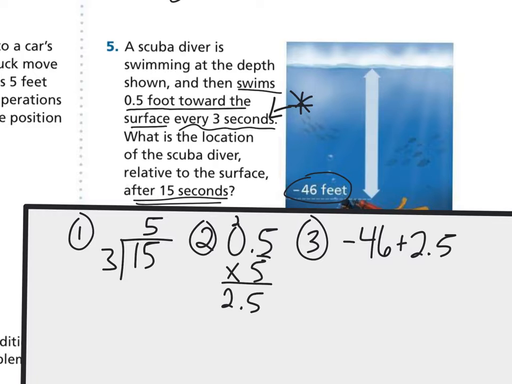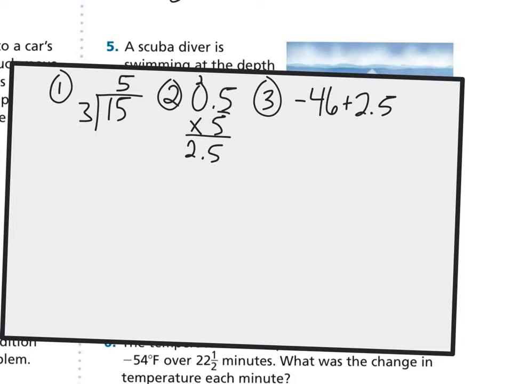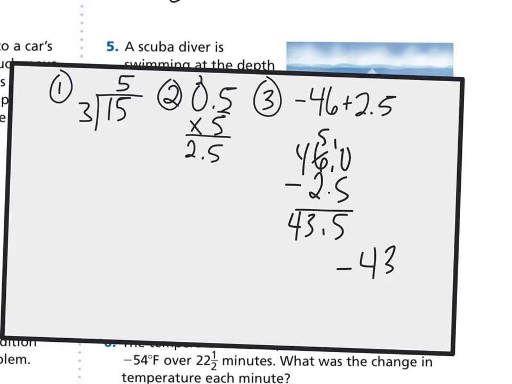Like we've talked about earlier here, these are different signs, so we're actually going to subtract them. And we have more negatives, which is probably good. We're not floating through the air here. So we would finish up at negative 43.5 feet, 43.5 feet below the surface of the water.